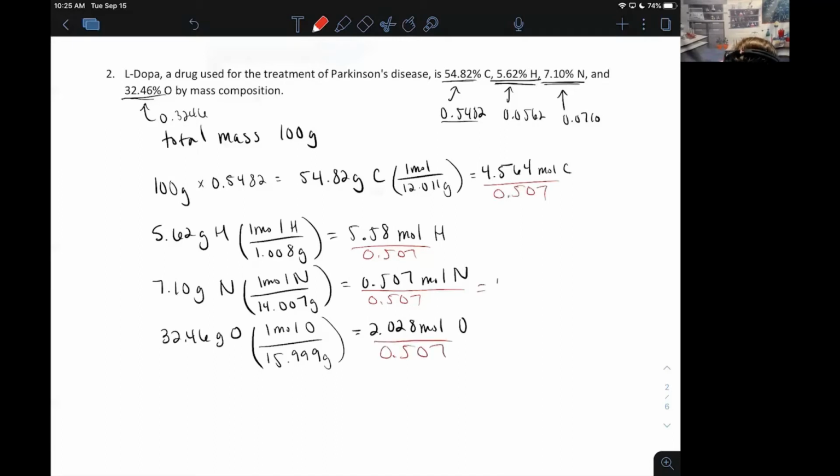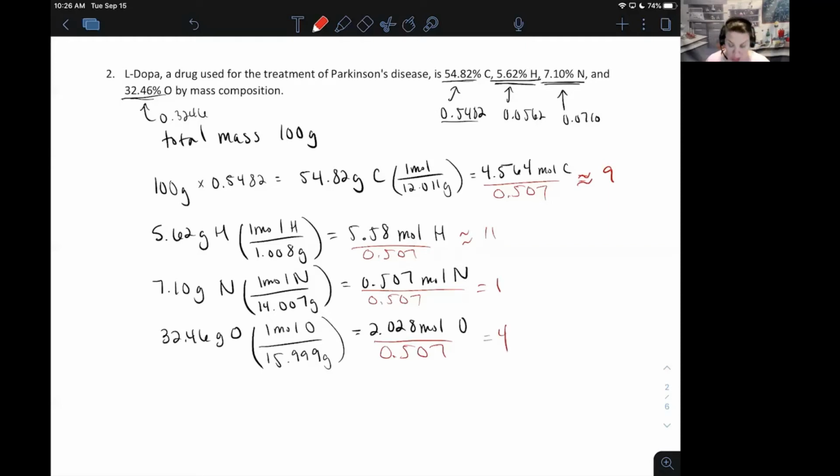And we get a 1 here. When we take 4.564 divided by 0.507, we get approximately 9. We take 5.58 divided by 0.507, we get approximately 11. And then we take 2.028 divided by 0.507, we get exactly 4.